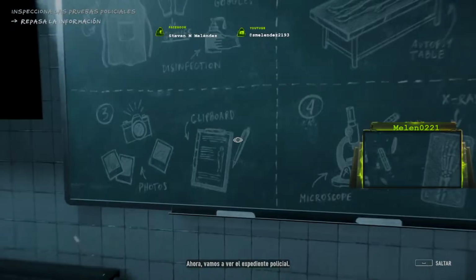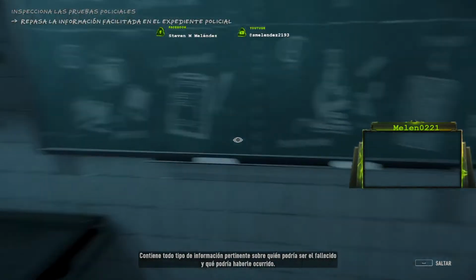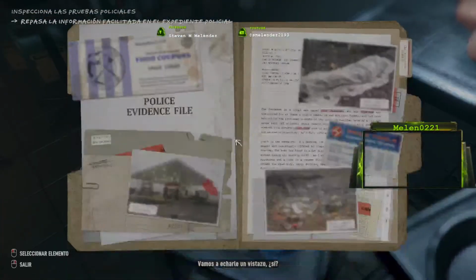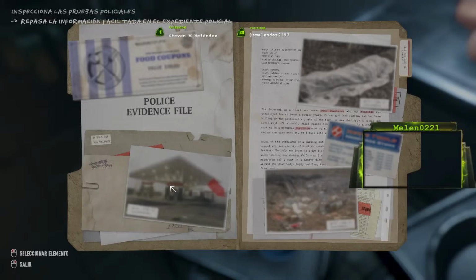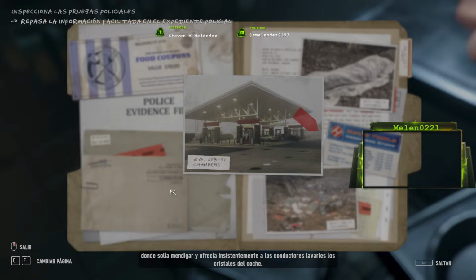Now, onto the police folder. That will contain all sorts of pertinent information as to who the deceased might be and what potentially happened to them. So, let's take a closer look, shall we? The deceased was found on the outskirts of a parking lot at a gas station, where he often begged and persistently offered drivers to wash their car windows.